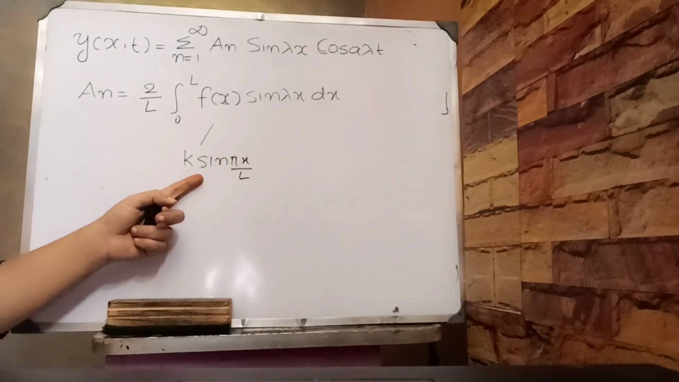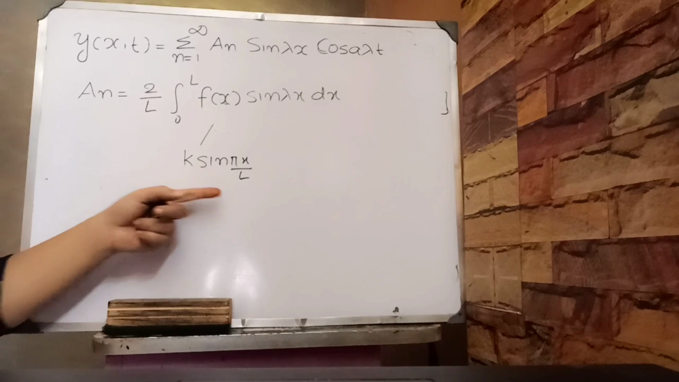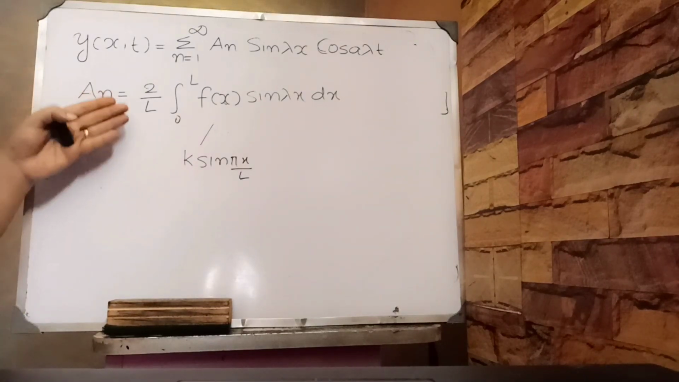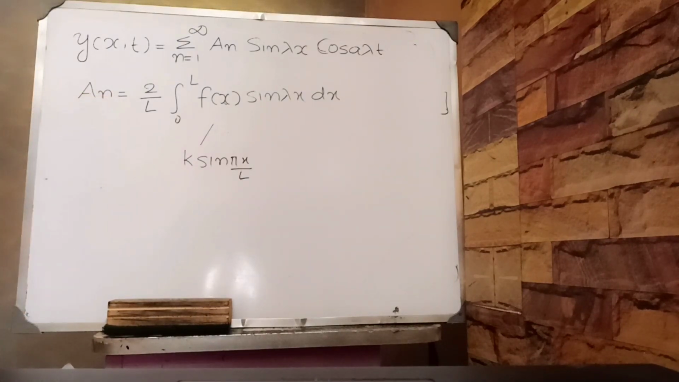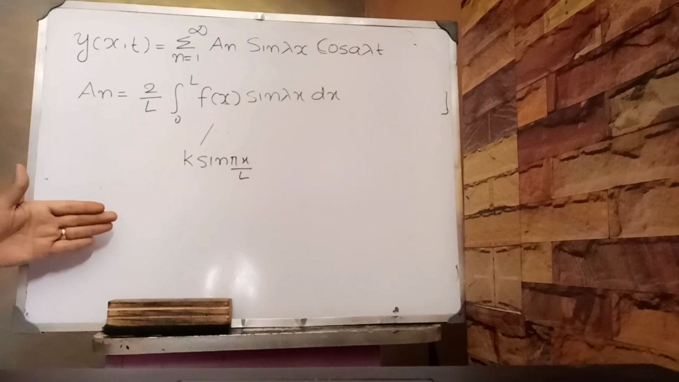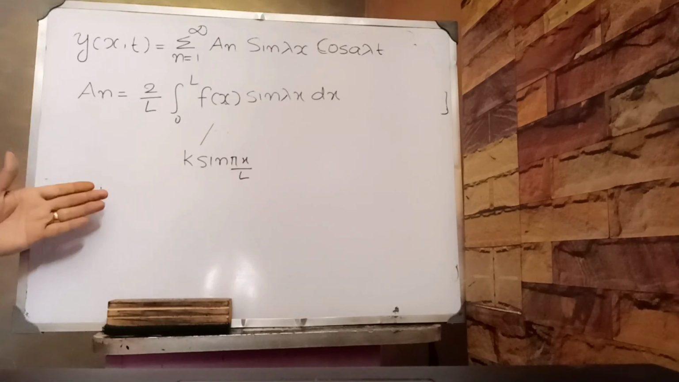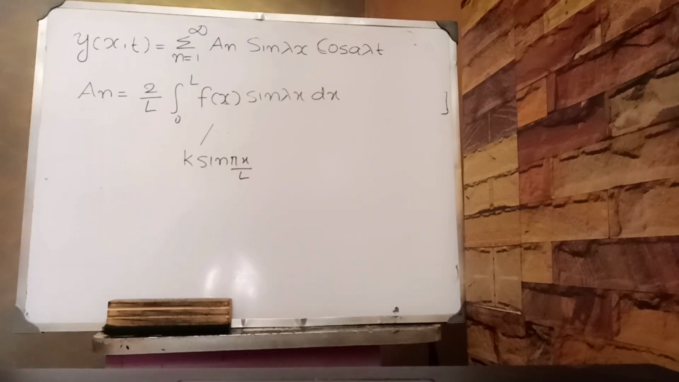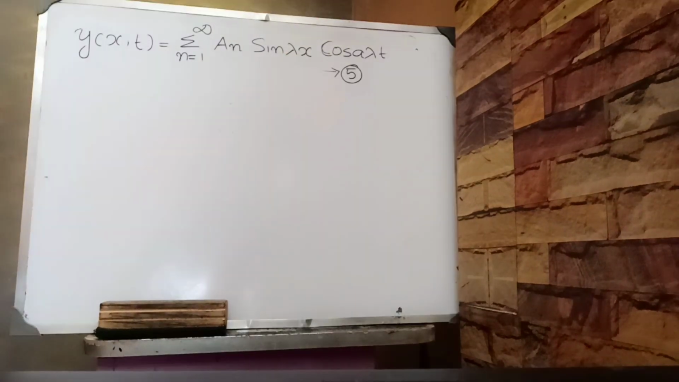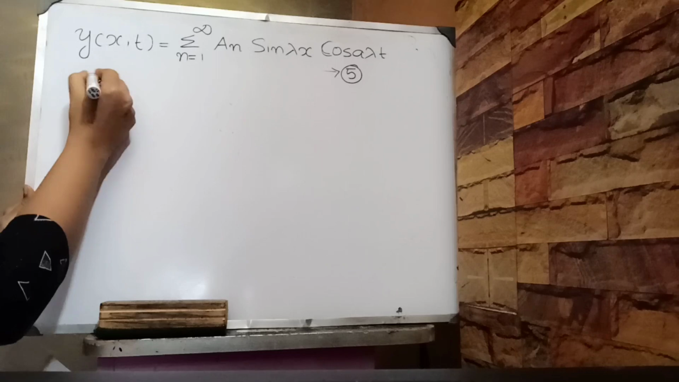If your functions f of x and g of x are sine or cosine functions, instead of doing the integration, you can use the method of comparison of coefficients. That will be easier. So if your f of x or g of x are functions of sin x and cos x, we can use the method of comparison of coefficients. For that, we are going to apply the initial condition C in equation 5.